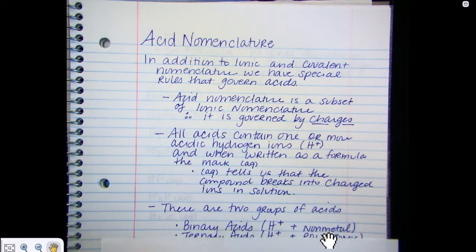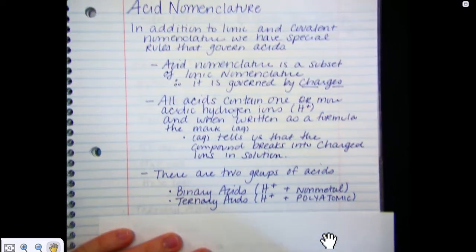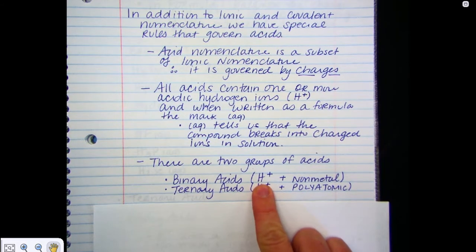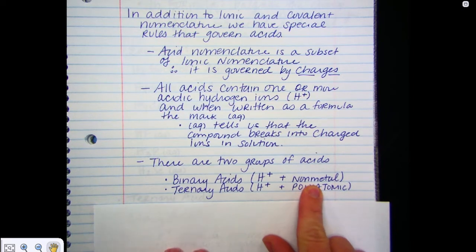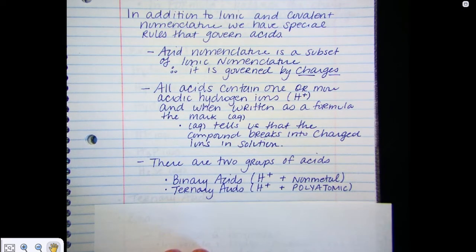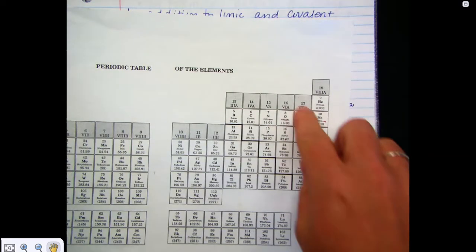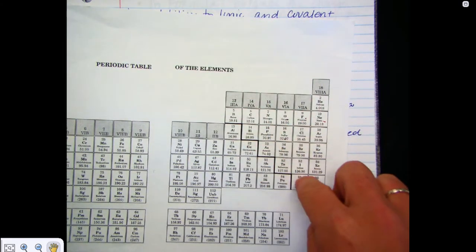So there are two groups of acids, two kind of categories of acids. We have binary acids, which is an H+ and a nonmetal. So when we say nonmetal, think about where those are located on the periodic table. We're talking about a hydrogen and anything up here above the stairs.